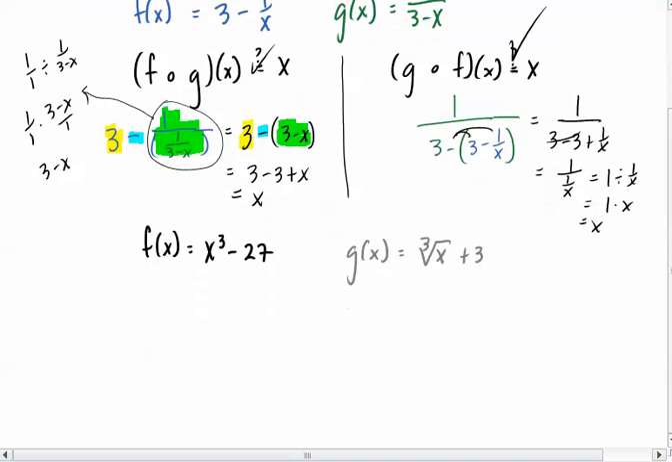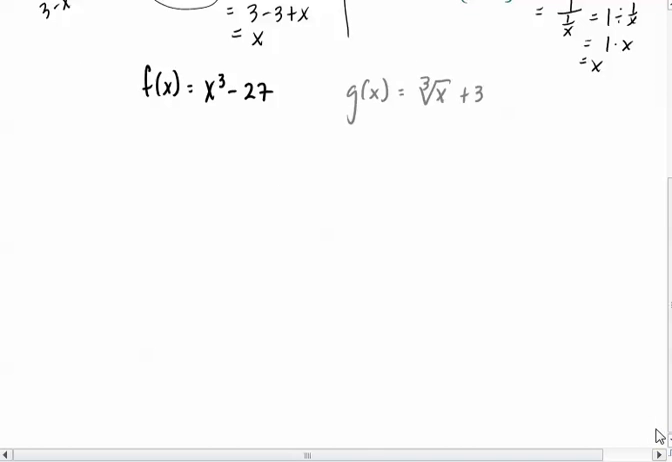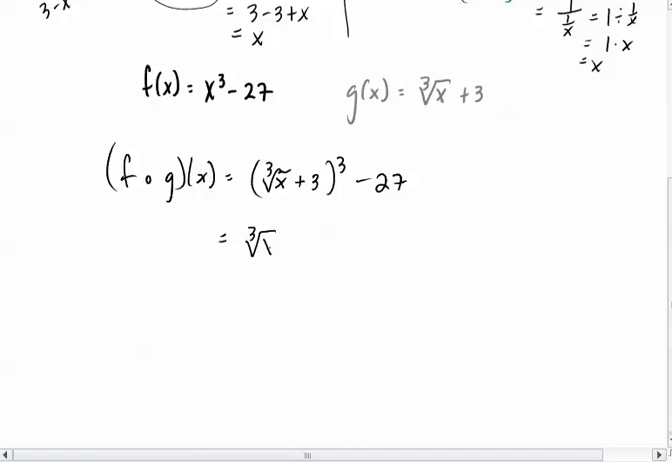If I can move it up a bit here. Okay, let's find f after g of x. So we're going to take the f function and place the g function in it. Now they're wanting me to multiply this 3 times. And then, that's what that means.